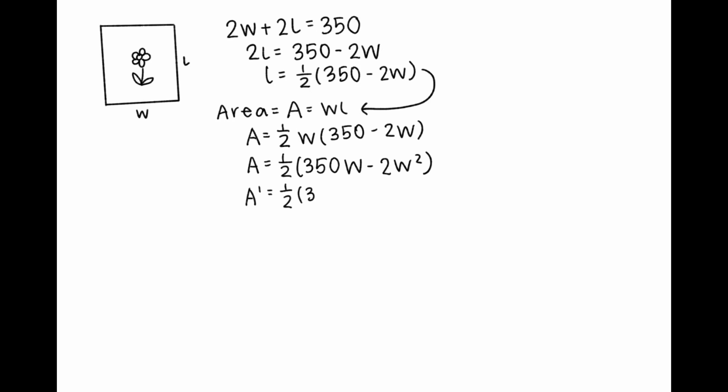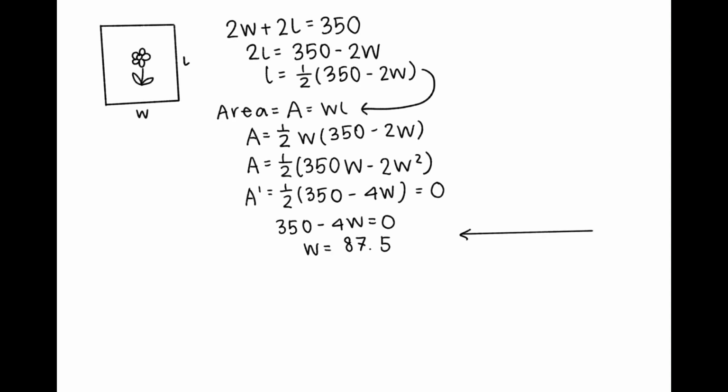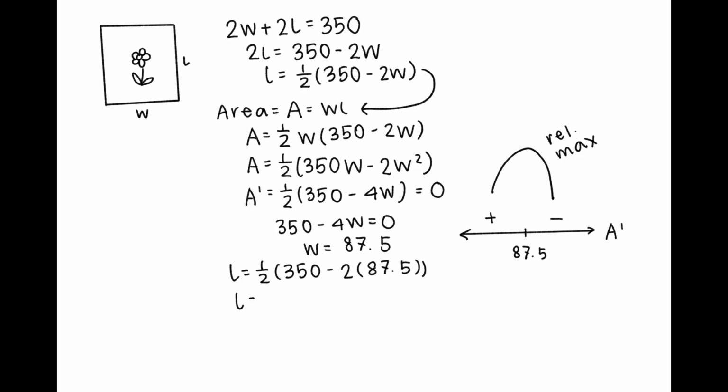A prime is 1/2 of 350 minus 4 widths. Setting that to 0 and finding the critical value shows that when width is 87.5 meters, area is at a maximum. Plugging that into the length formula yields 87.5 meters as a length as well.